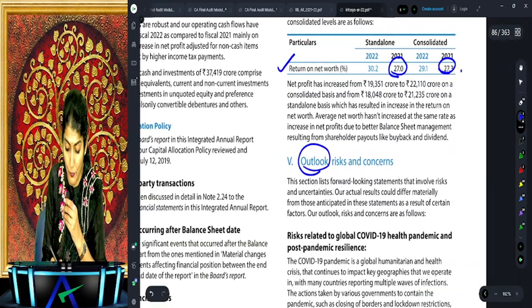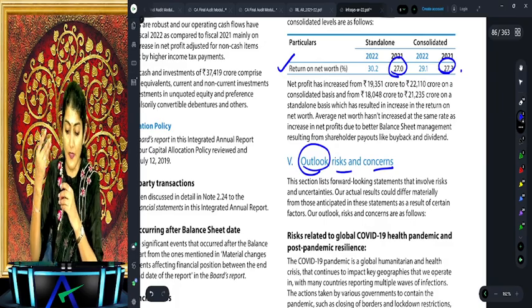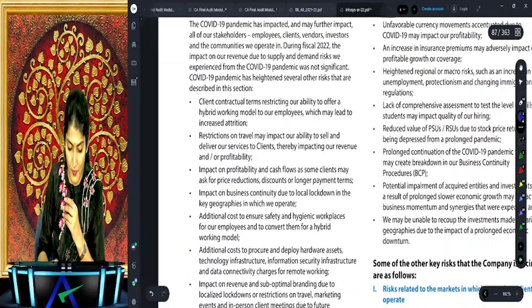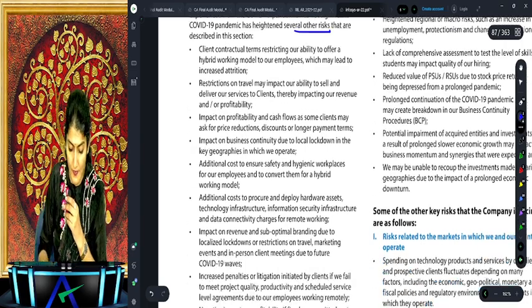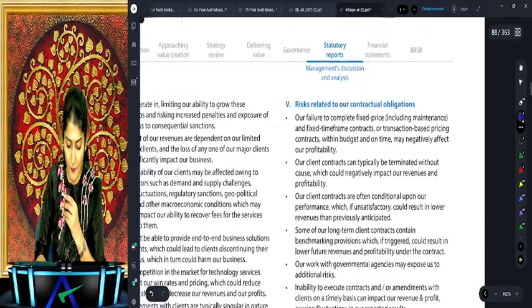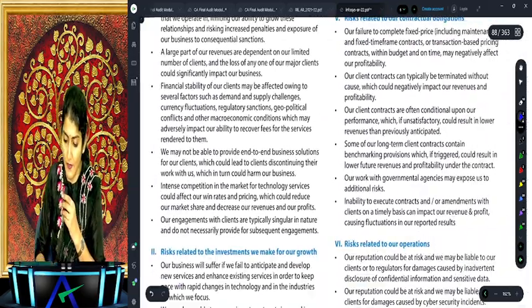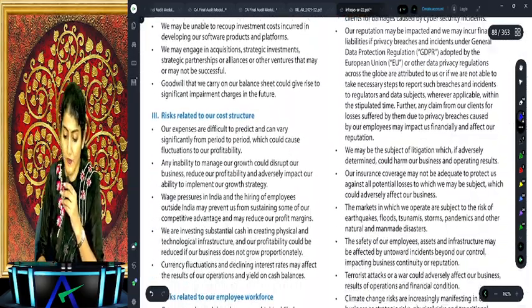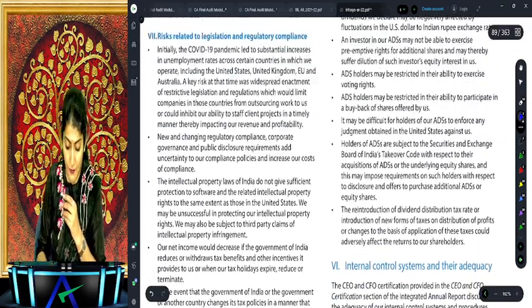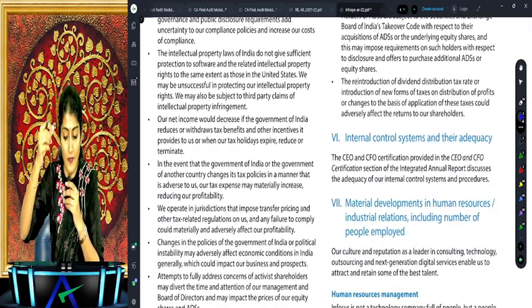Then what is the outlook, future plan, and what are the risks and the concerns? Right? So outlook, risks, and the concerns. So they've given all the outlook. Then what are the different risks that are described in this section? Then other risks which the company is facing are as follows, right? Risk relating to contractual obligations, risk relating to operations, right? Then the risk relating to legislation, right? So all the outlook, the risks, and the concerns.